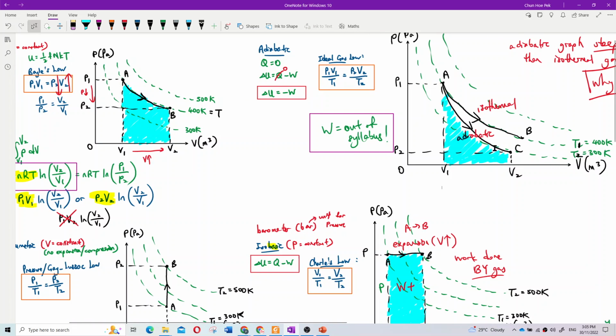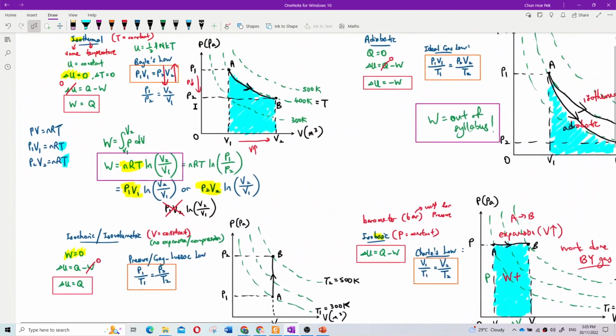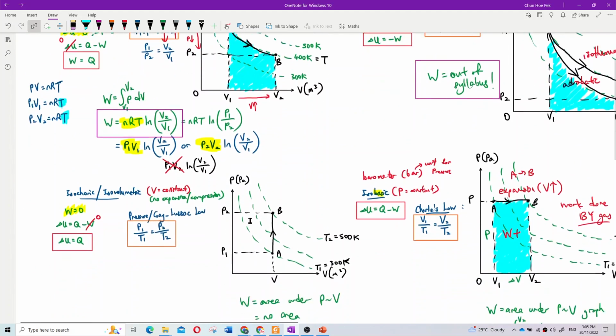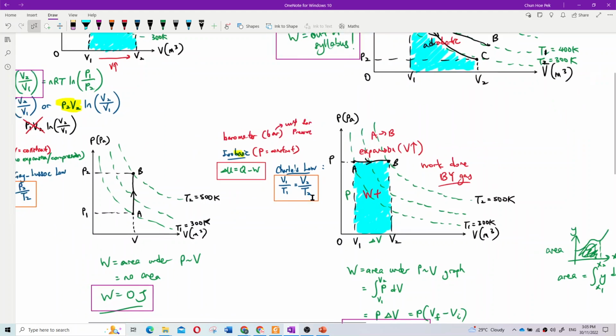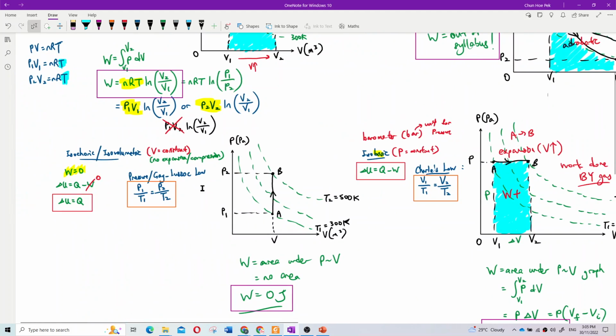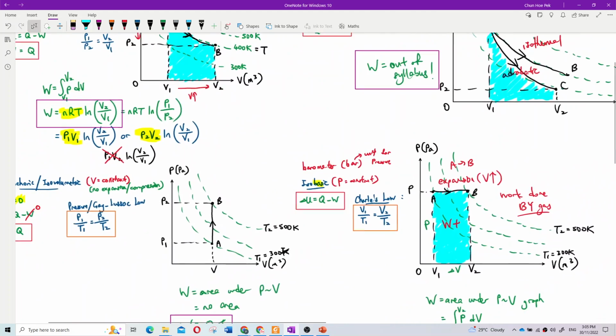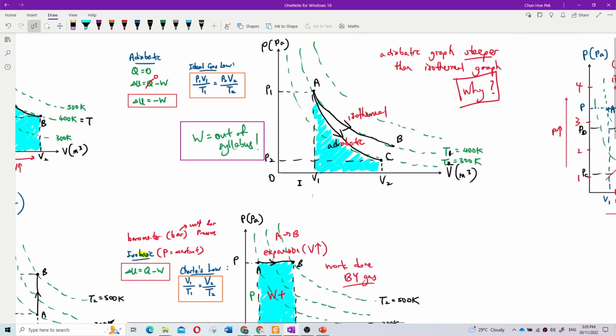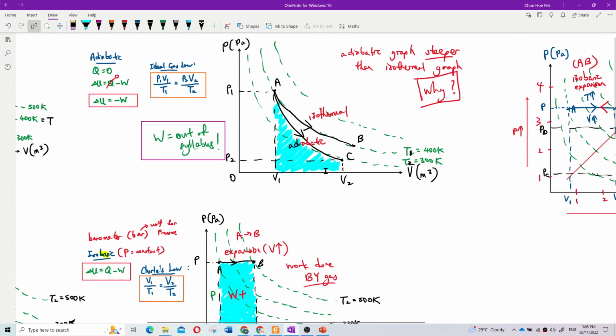It does have a work done, but it's just out of syllabus. You just have to find the work done for isothermal and the work done for isobaric. That's all. Isochoric, isovolumetric, is zero work done because there is no expansion and no compression.